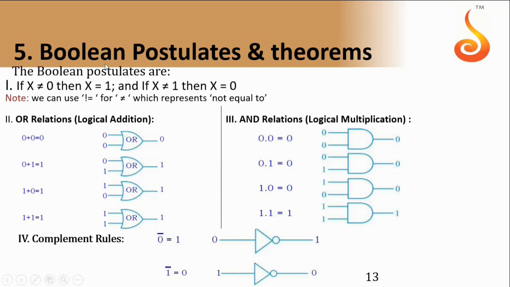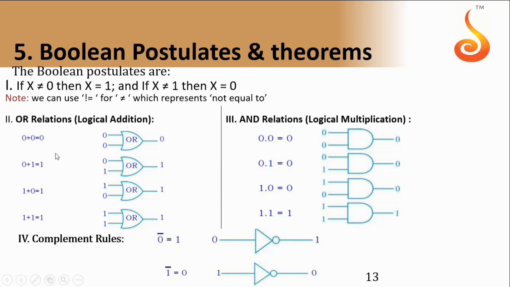So if x is not equal to 0, then x is 1. If x is not equal to 1, then x is 0. Fine. This symbol, we use in a system. Or since we are not doing it on a system, you can use equal to and a slash, or not equal to an exclamatory mark, and equal to can also be used for not equal to symbol to say that it is not equal to. We'll start with logical addition.